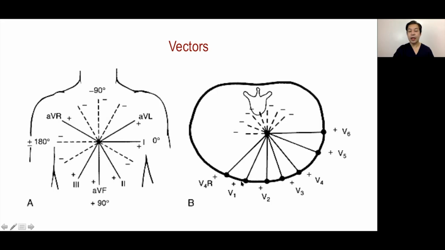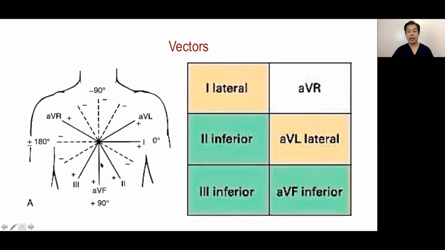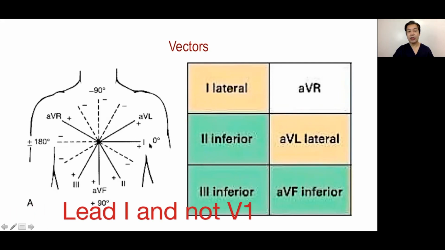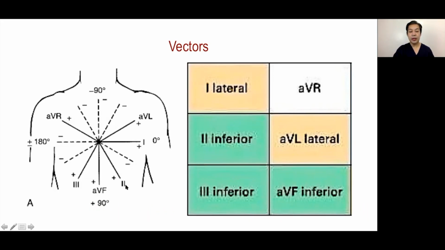So V1 and V2 would actually be looking at different directions, similar to that of V5 and V6, as well as that of the limb leads, such that in patients, we know that AVL and lead 1 would actually be looking at the lateral aspect of the left ventricle. Leads 2, 3, and AVF will be looking at the inferior part of the heart.